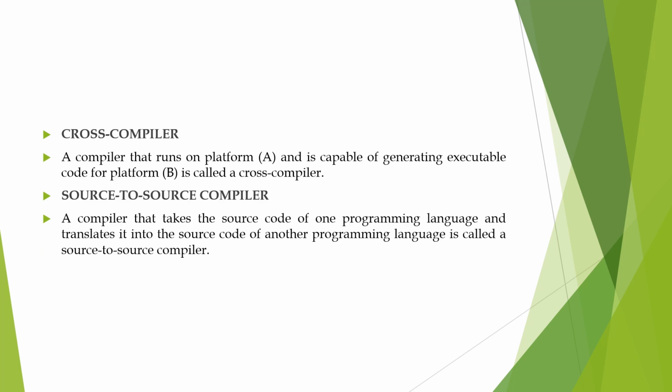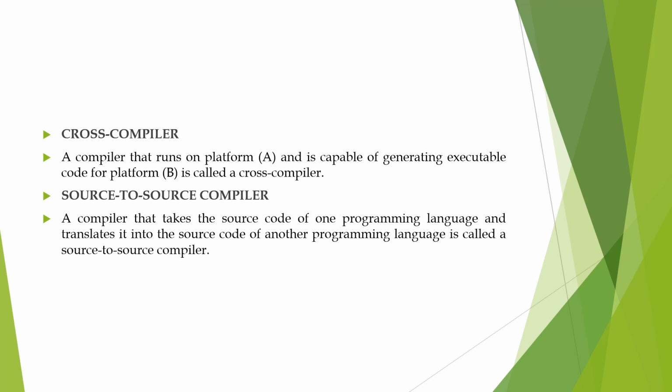Next comes the cross compiler. A compiler that runs on platform A and is capable of generating executable code for platform B is called a cross compiler. So it is a compiler that runs on one platform and is capable of generating executable code for some other platform.